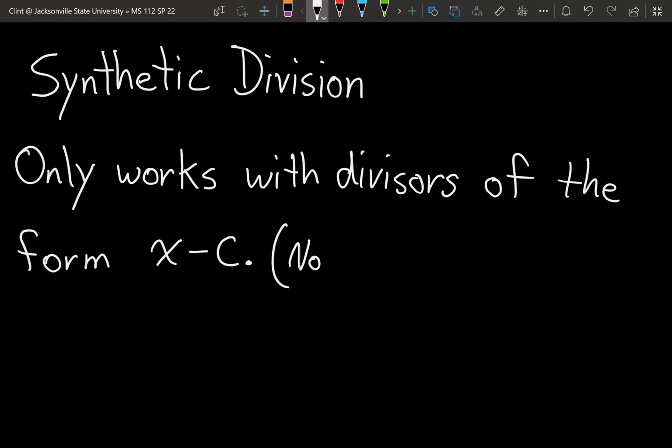But note, x plus c is just x minus negative c. So really what we're saying, if we have just an x with a 1 coefficient plus or minus some number, then we can do synthetic division. And in the assignment, 1, 2, 3, 4, 5, 6, 7, 8, 9 out of the 11, you can use synthetic division if you want to.